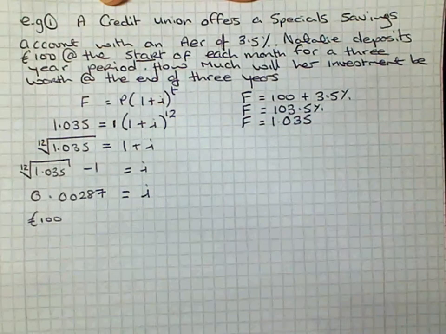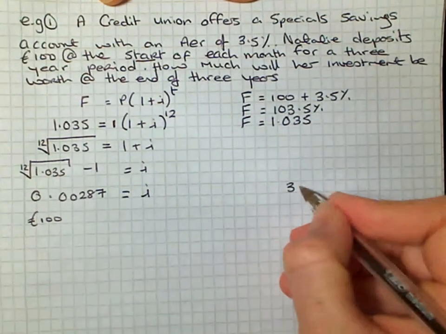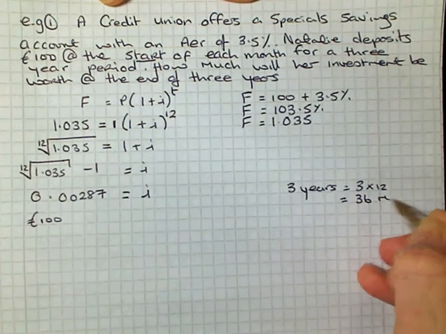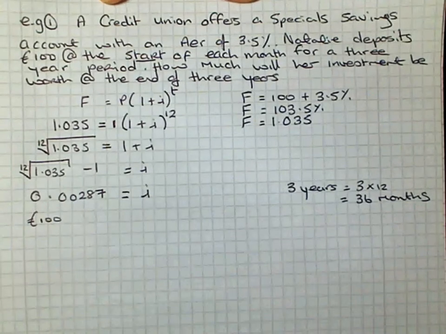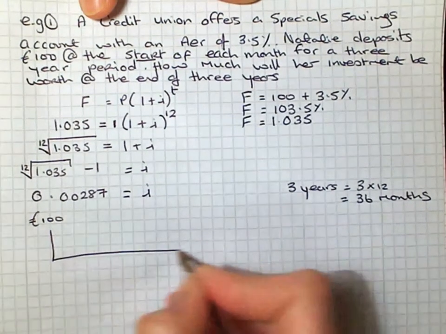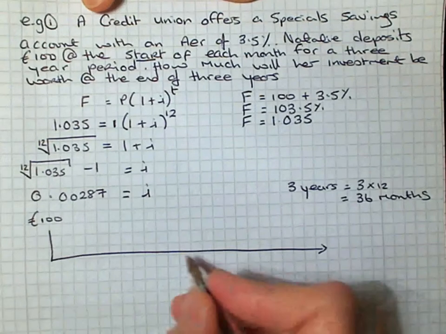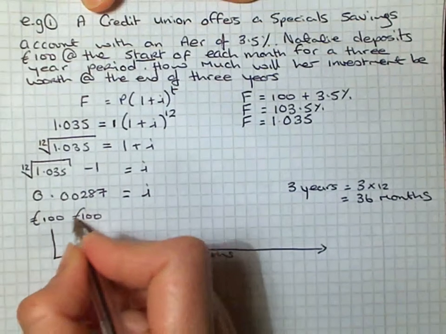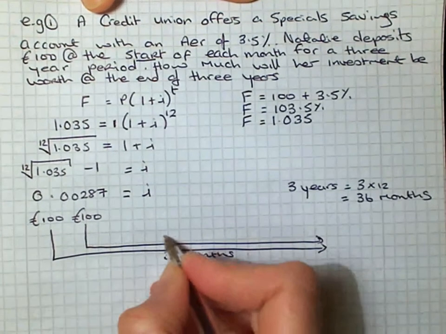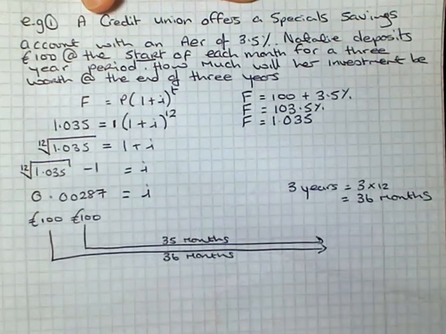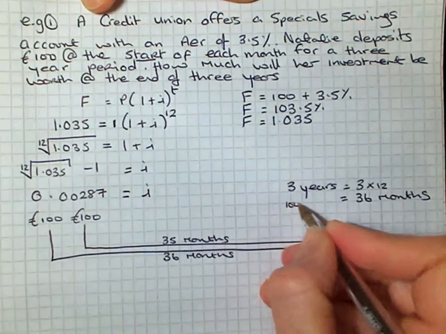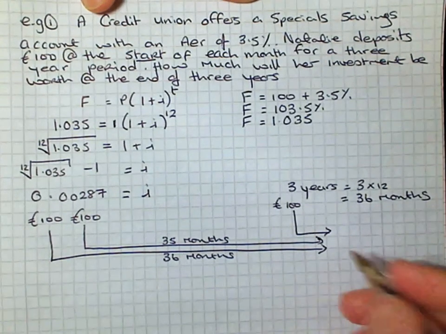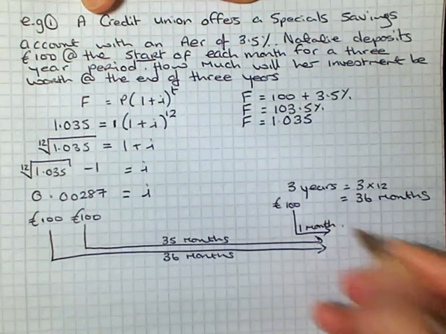That's very important, at the start of the month. So we know that it's going to be in for 3 years, and 3 years is 3 by 12, which is 36 months. So if you deposit something at the start of the month, that first €100 is going to be in the account for 36 full months. The second €100 is going to be in the account for 35 months. And very importantly, to look at the last €100, it goes in at the start of the month. So before the whole account matures, it's in for 1 month.